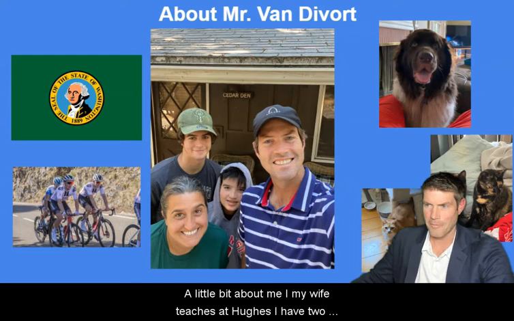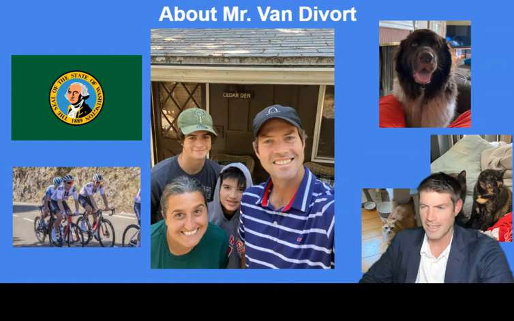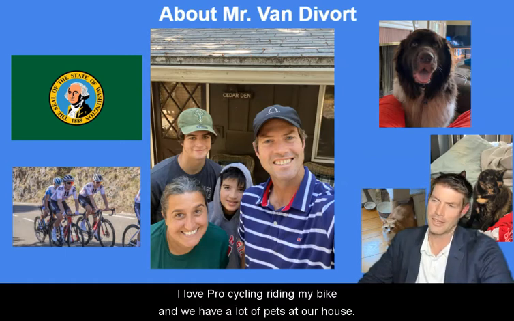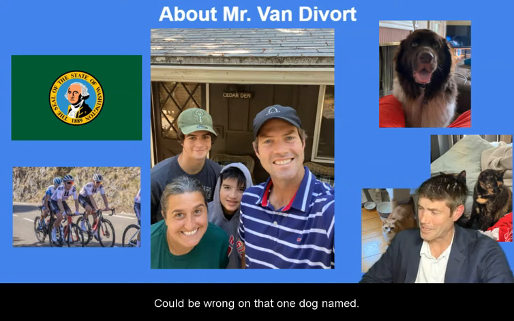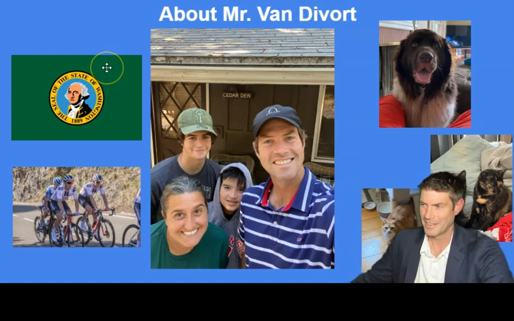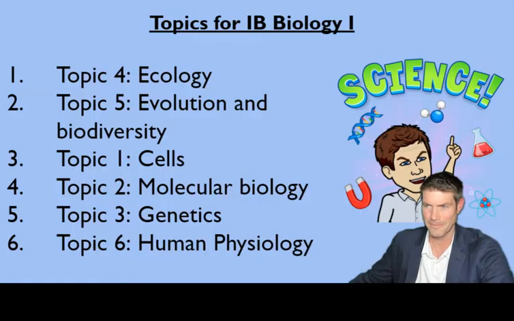A little bit about me. My wife teaches at Hughes. I have two children, one at Wilson and one at Rogers. I'm from Washington State. I love pro cycling, riding my bike, and we have a lot of pets at our house. I think 5 or 6 cats. Could be wrong on that one. And a dog named Jack right there. This white and brown Newfoundland.